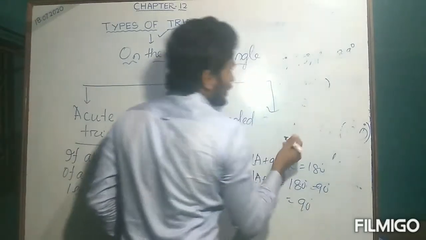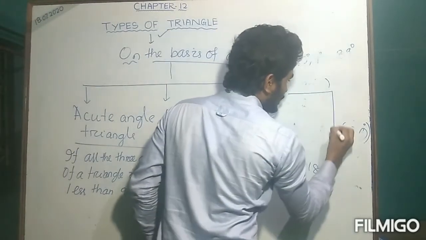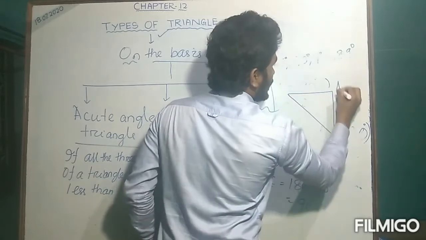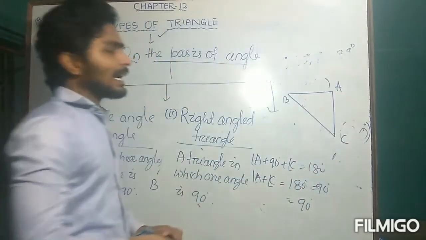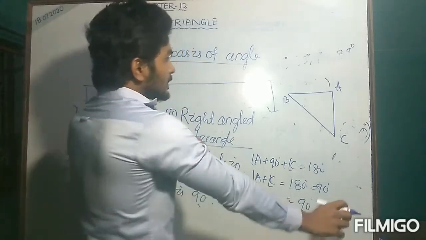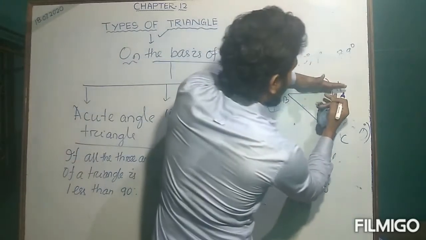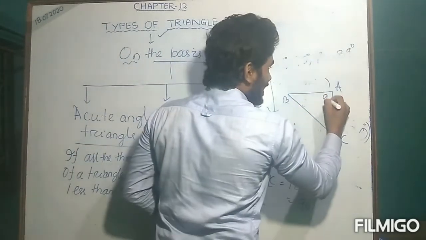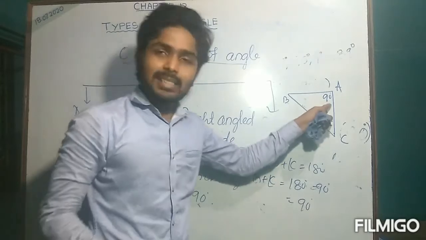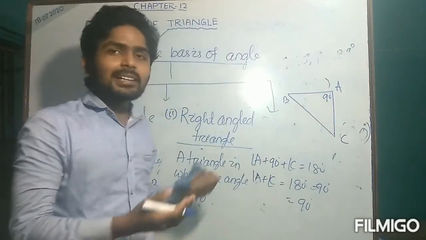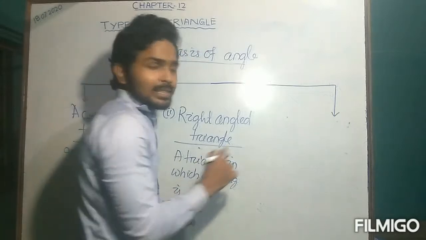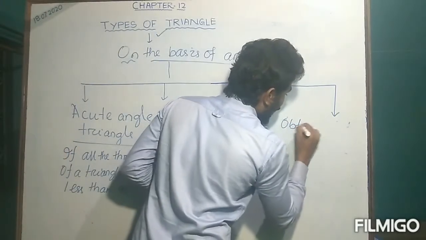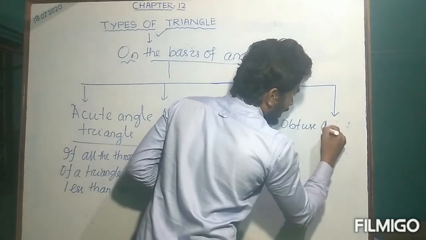Okay, then tell me, suppose I am drawing a triangle like this. Then tell me, is it an acute angle triangle or a right angle triangle? See, this is the 90 degree. So one angle is 90 degree. Since one angle is 90 degree, it should be a right angle triangle. It is clear. Okay. Now the third type of triangle is obtuse angle triangle.